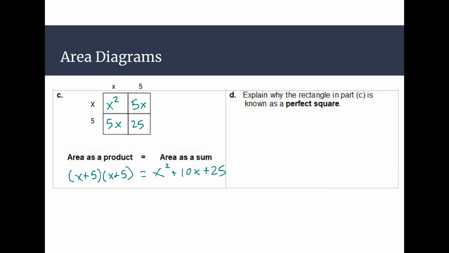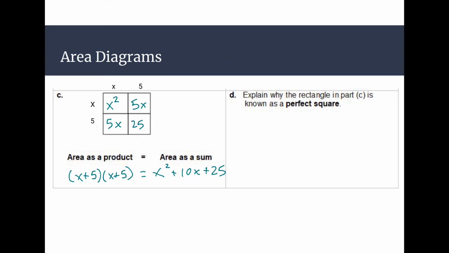All right, so we have our x squared, we have 5x, and 25. So area as a product, my left side is x plus 5. My top is x plus 5. And then the inside of the box is x squared. We want to add 5x plus 5x, combine those like terms to get 10x, and then 25.